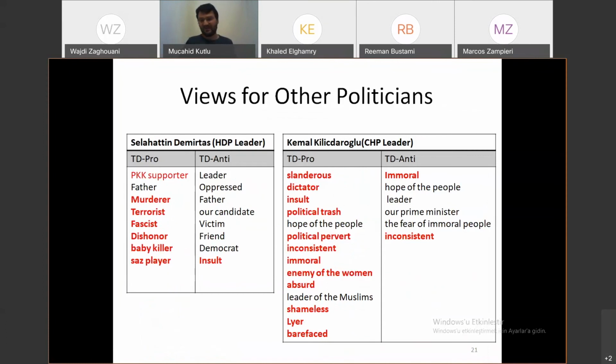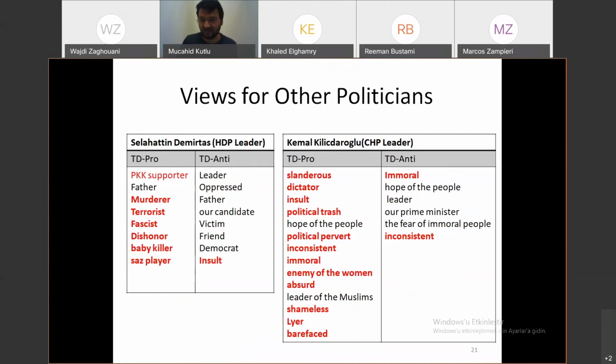And what about the other politicians? For example, what about Selahattin Demirtas, the Kurdish party leader? You see from the pro group, there is no positive adjective. And when you look at the anti-group, there's only one word with a negative sentiment. So there's again a huge difference.